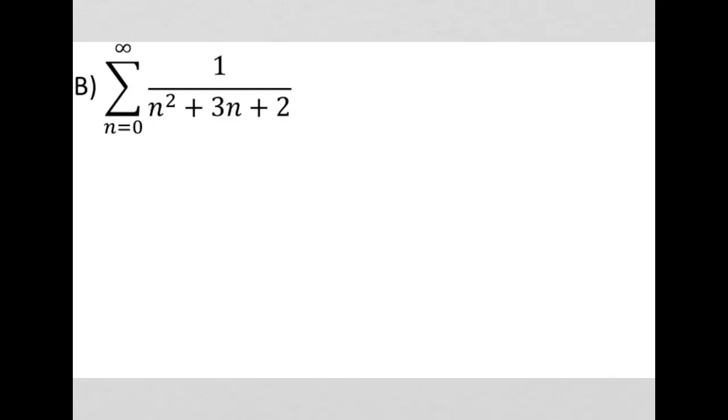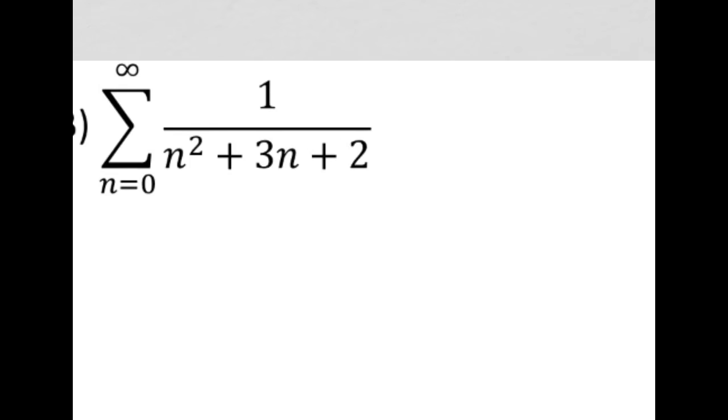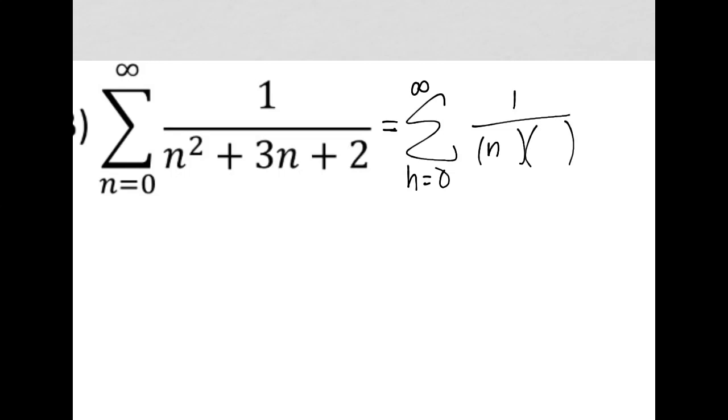Now, at first glance, this problem looks impossible, but I assure you it is quite doable. The problem is, it's not currently in a form that's very useful to us. So let's rewrite this and see if we can identify something good here. Let's leave n equals 0 up to infinity, but let's rewrite that denominator in factored form, because it's a quadratic. Instead of n squared plus 3n plus 2, let's write that as n plus 2 times n plus 1.